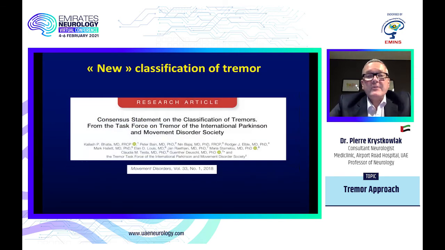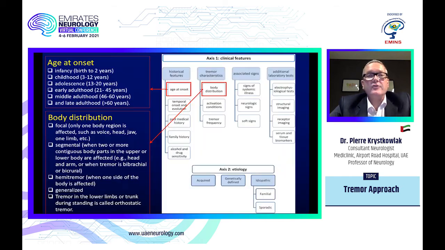So this tremor approach is going to mainly rely on the new classification of tremor. I put new in quotes, because it's not that new, but new anyway, because it has been published in 2018 by the Movement Disorders Task Force on Tremor. And this is really a very, very interesting and completely new classification of tremor. And I'm going to mostly talk about this classification.